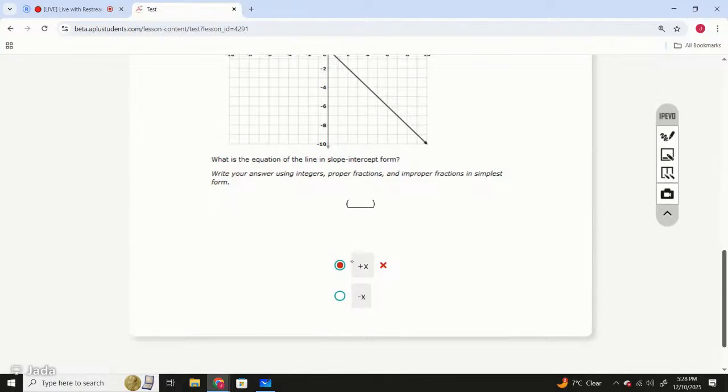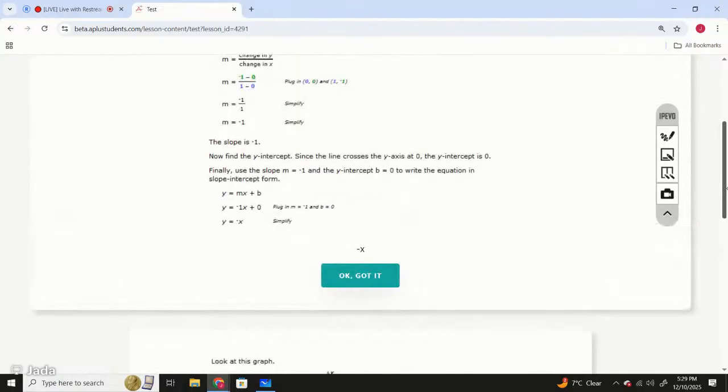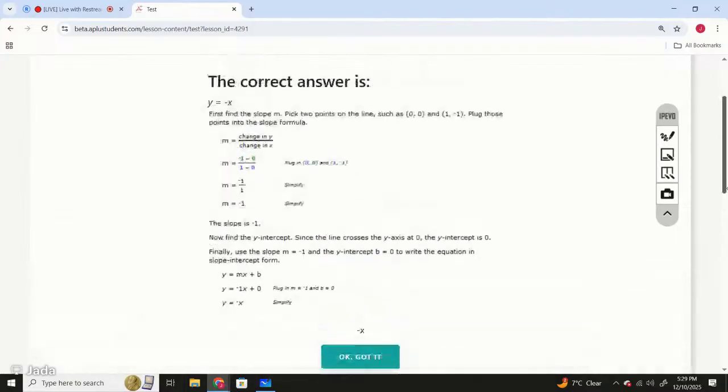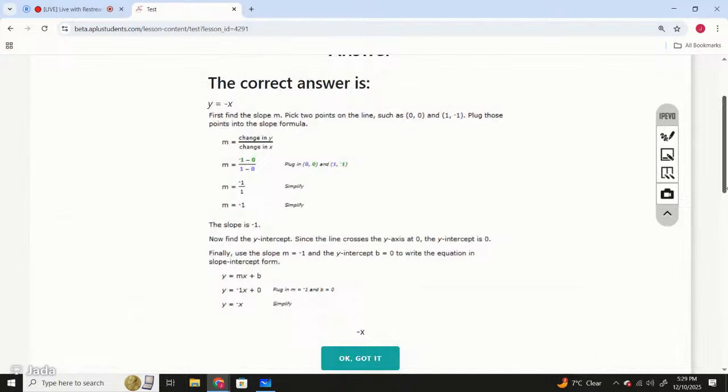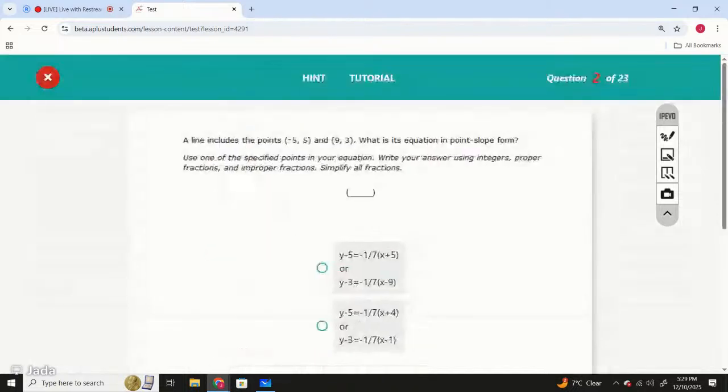Why not negative x? Oh, the slope is negative 1, right? Because the change in y is negative 1. The slope is negative 1, so that is negative x.